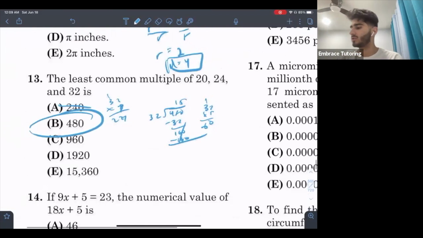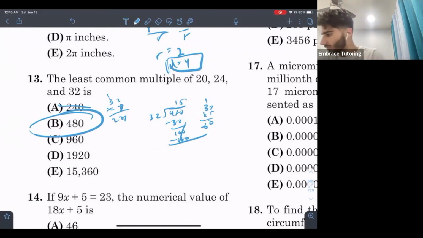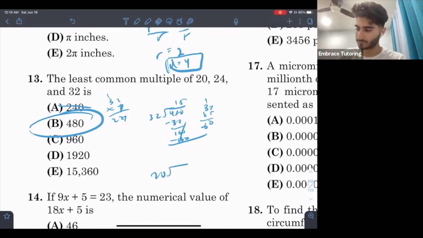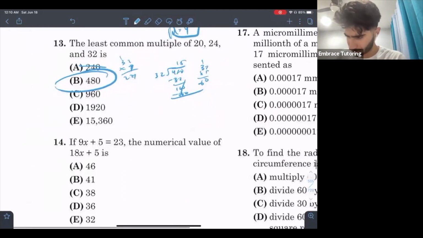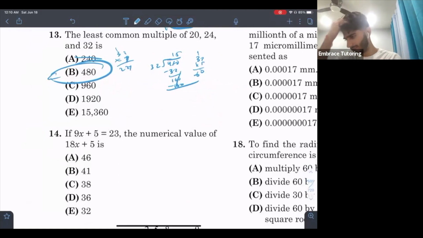Choice B, because 20 goes into 480 for sure. 20 goes in 24 times, I think. Yeah, 24 times. 24 goes into 480 20 times. So yeah, it does. For 13, choice B is correct.